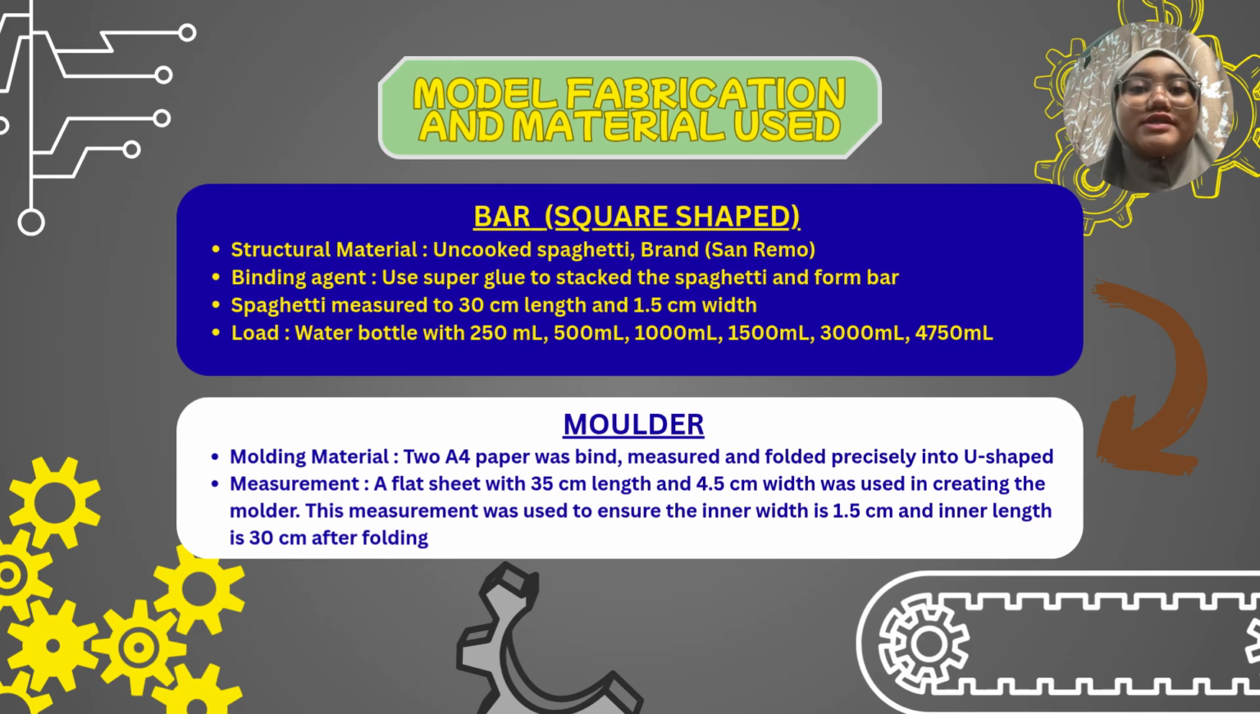And for the load, we use 6 different types of load to test the bar strength, which are 250 ml, 500 ml, 1 liter, 1.5 liter, 3 liter, and 4.75 liter.